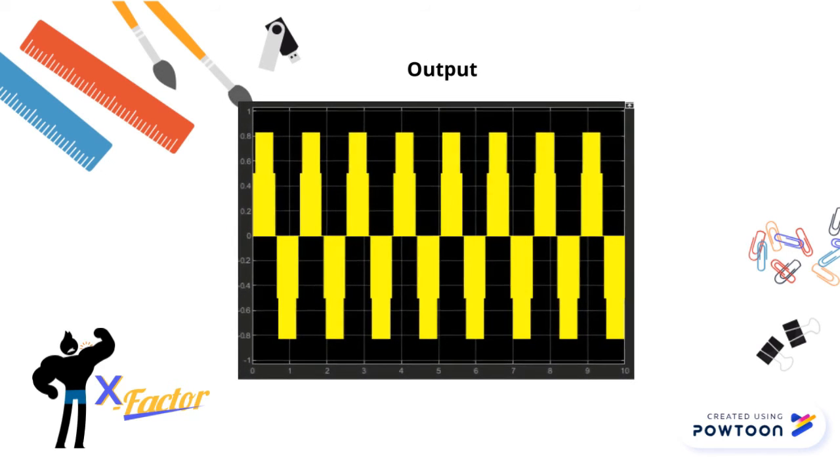Then lastly, by combining all the blocks, a square signal is produced. The output from the block diagram produces a square signal and generates a full PCM waveform.